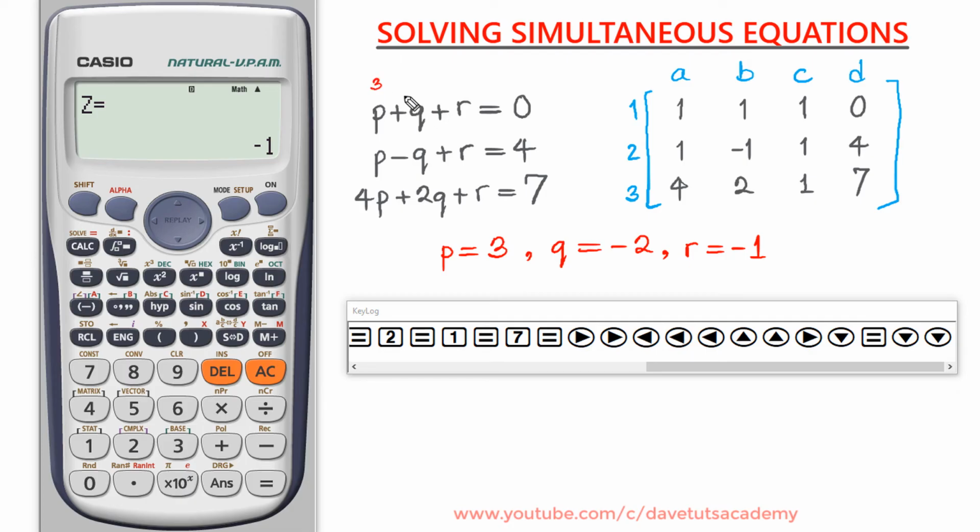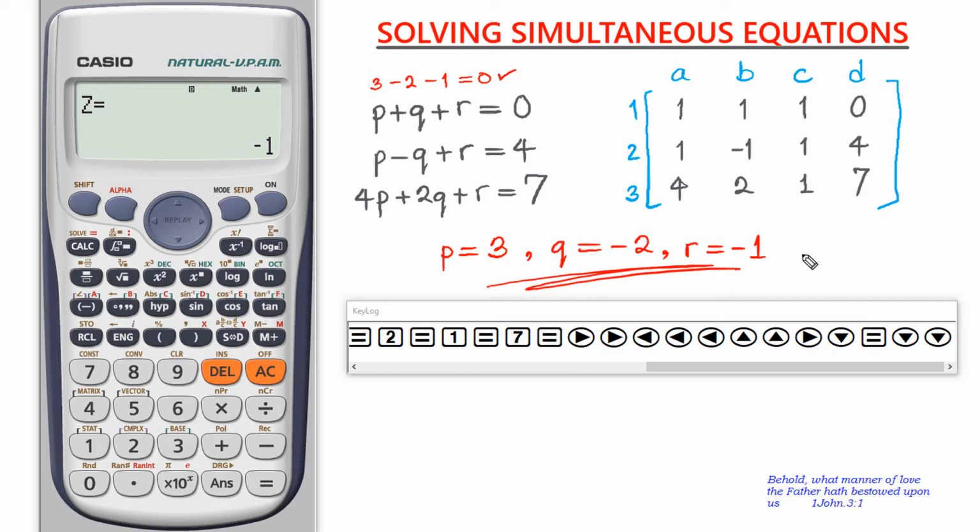And if you want to check, P is 3, Q is minus 2, R is minus 1. 3 minus 2 minus 1 is 3 minus 3, which is 0. And the same also goes for the second equation and the third equation. If you input all the values, you will get the correct answer. So this is a guide for you to actually know how to master your calculator to solve your simultaneous equation.